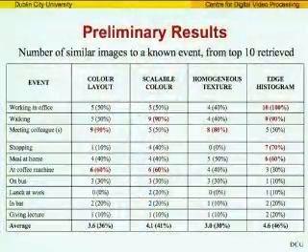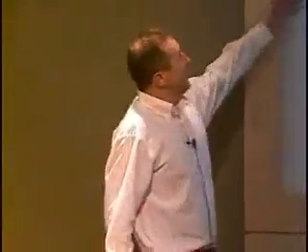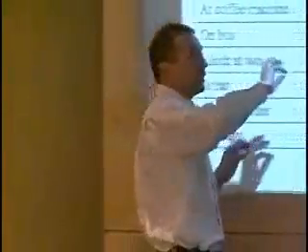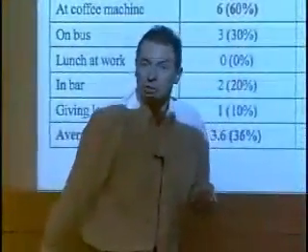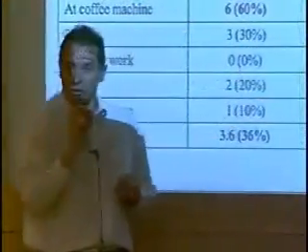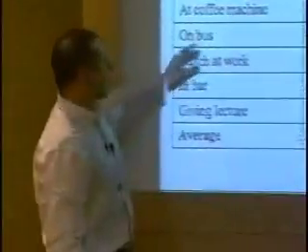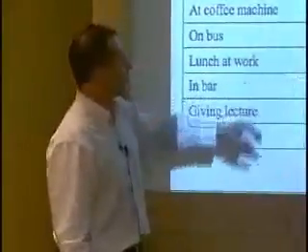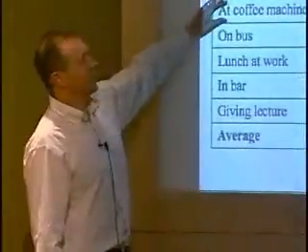So we did some preliminary results on this. How do you evaluate that kind of thing? It's very difficult. We took a week and segmented it into several hundred events. We took a sample of 10 events, let's say lunch at work, one event called lunch at work, and ran it as a query against all of the tens of thousands of other SenseCam images, and pulled out the top 10. Of the 10 retrieved, I've actually chosen a bad example. Let's choose this one here, at the coffee machine.